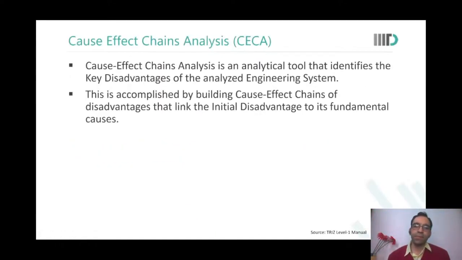Okay, so cause-effect chain analysis essentially is about looking at what are the key disadvantages that are there in any engineering system. We're calling it an engineering system, but we will look at a few examples and you will realize that we're not limiting ourselves to engineering systems.